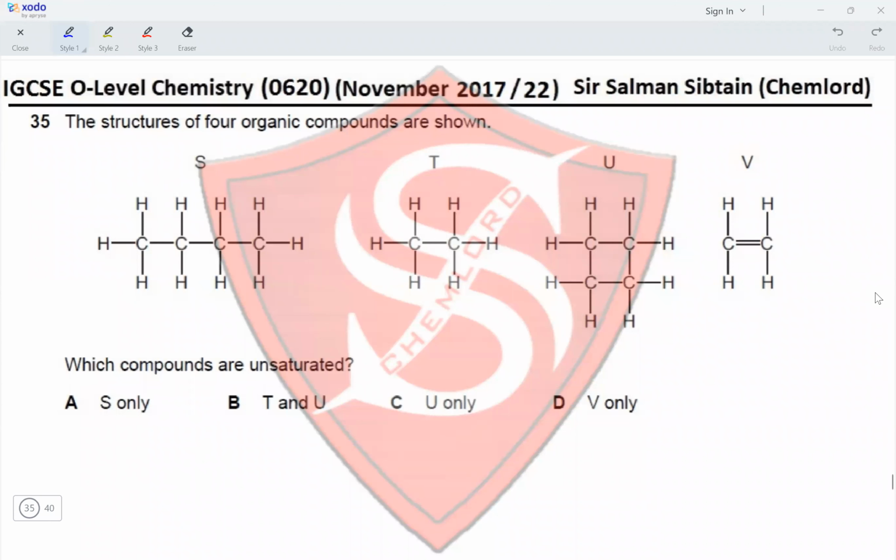Question 35. The structures of four organic compounds are shown S, T, U, and V. Which compounds are unsaturated? So unsaturated means presence of a double bond. S does not have any double bond, neither does T, neither does U. V has a double bond, so this makes V the only unsaturated compound present in the list, making option D the correct option for this question.